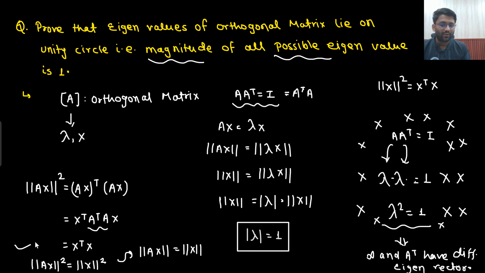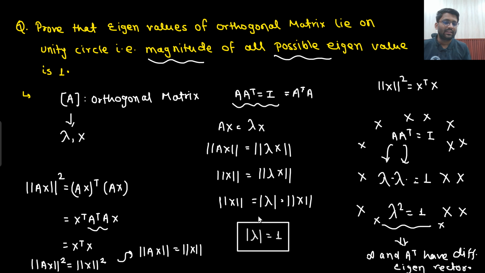Although this particular thing we have already done in one of the videos. In one of the questions I asked you in the basics, if A is an orthogonal matrix, then what is the relation between the magnitude of Ax and the magnitude of x? Do you remember that question? The answer came out to be this one. This was the answer. Do you remember that question?